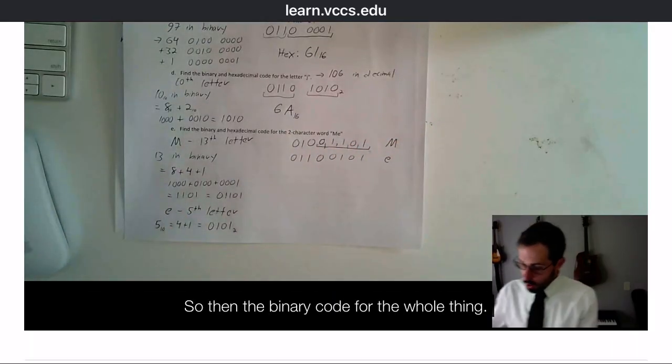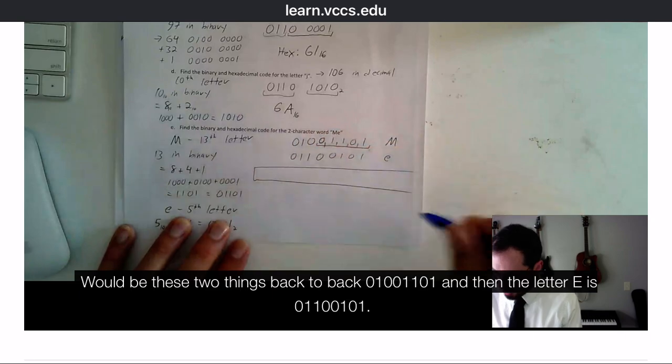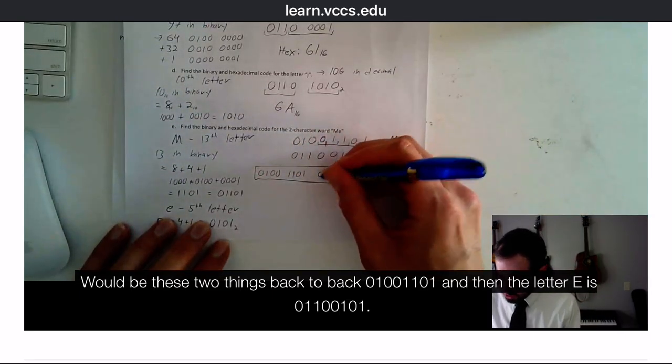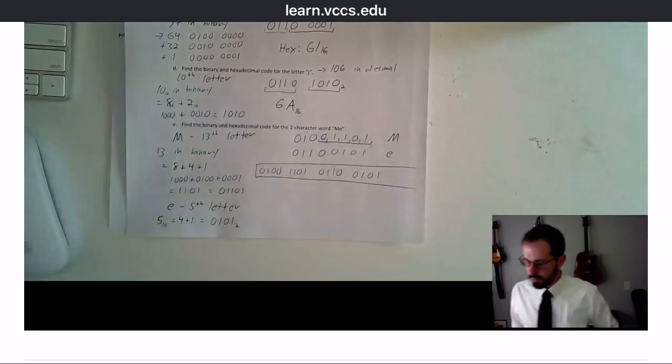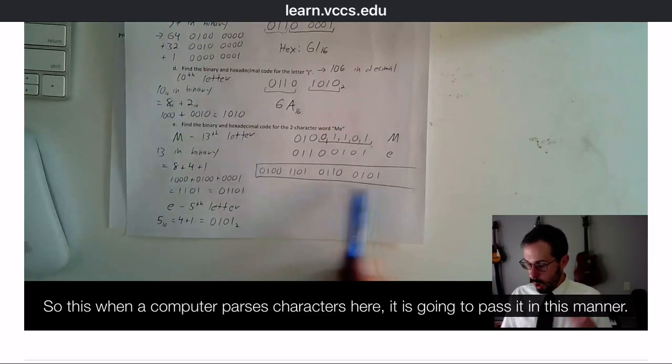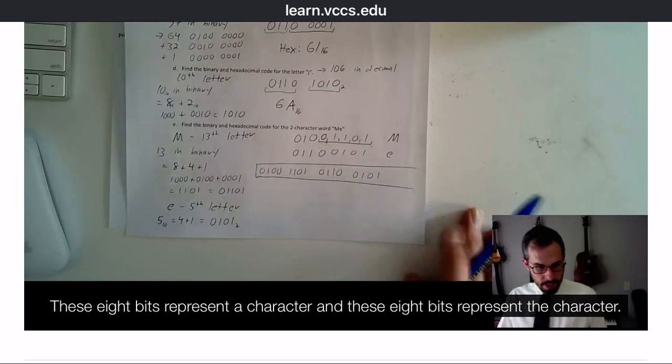So then the binary code for the whole thing would be these two things back to back. 0, 1, 0, 0, 1, 1, 0, 1, and then the letter E is 0, 1, 1, 0, 0, 1, 0, 1. Starts to go kind of crazy when you talk in binary, it's just ones and zeros. So when a computer parses characters here, it is going to parse it in this manner. These 8 bits represent a character, and these 8 bits represent a character.